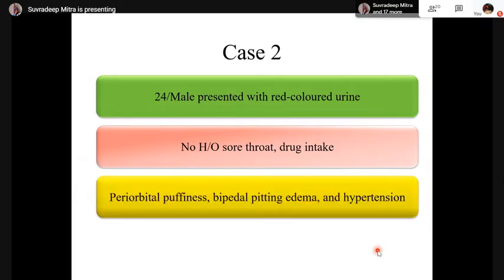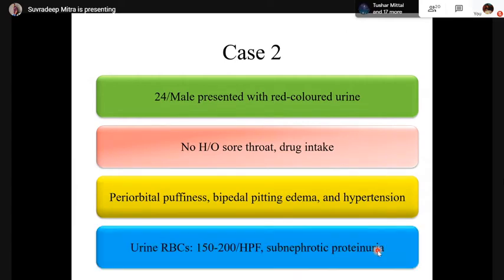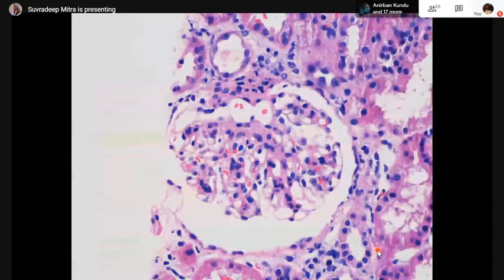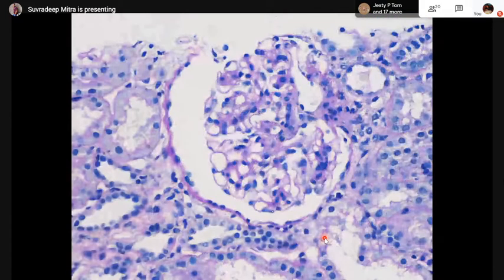Again, similar kind of hypertension, periorbital puffiness, and bipedal pitting edema, and exactly the same urinary finding: hematuria and subnephrotic proteinuria. If you look at the microscopy, you can see that the mesangial matrix is a little more, and if you count very meticulously, possibly there are 4 mesangial cell nuclei. But please try to appreciate that the endocapillary loops are absolutely normal.